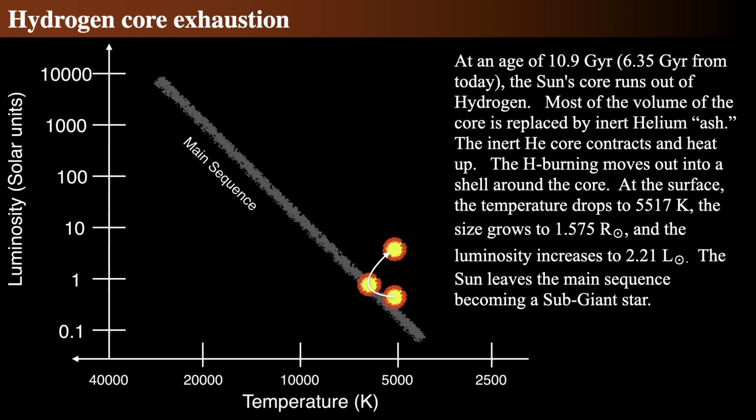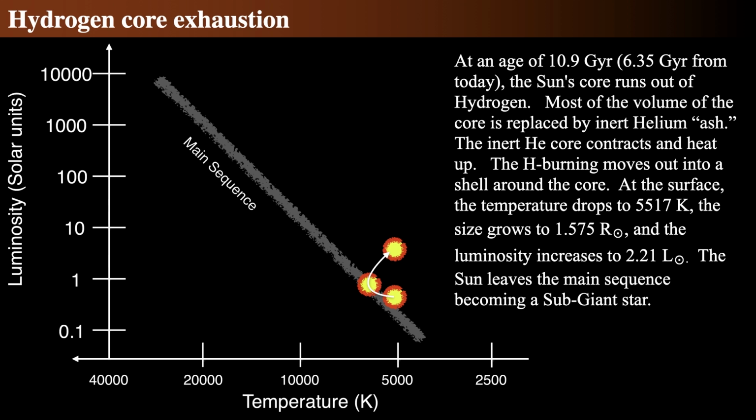So at an age of almost 11 billion years, about 6.25 gigayears, 6.35 gigayears from today, it'll run out of hydrogen. Most of the volume of the core is helium, and the core will contract because the pressure of the star above it is heavy, and so it's pushing it together, such that the volume around it can actually contain only hydrogen, which then participates in the hydrogen burning in a shell around the core. So at the surface, the temperature is going to drop, even though the core temperature is going to rise.